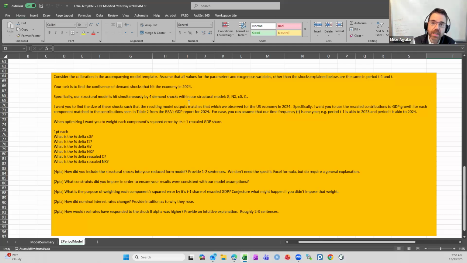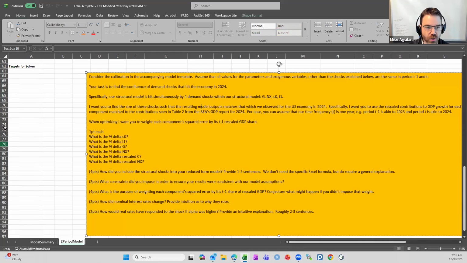But there's lots of different ways to think about parts of the model. So let's be specific. I want you to use the rescaled contributions to GDP growth for each component matched to the contribution seen in Table 2 from the GDP report for the year 2024. And then I give a little clause about the ease. Let's just think of time periods as years. Now, before we even go to the question, there's a few bits and pieces there. Let's take a look at the template so you understand some of these bits and pieces: rescaled, contributions, GDP, and the BEA.